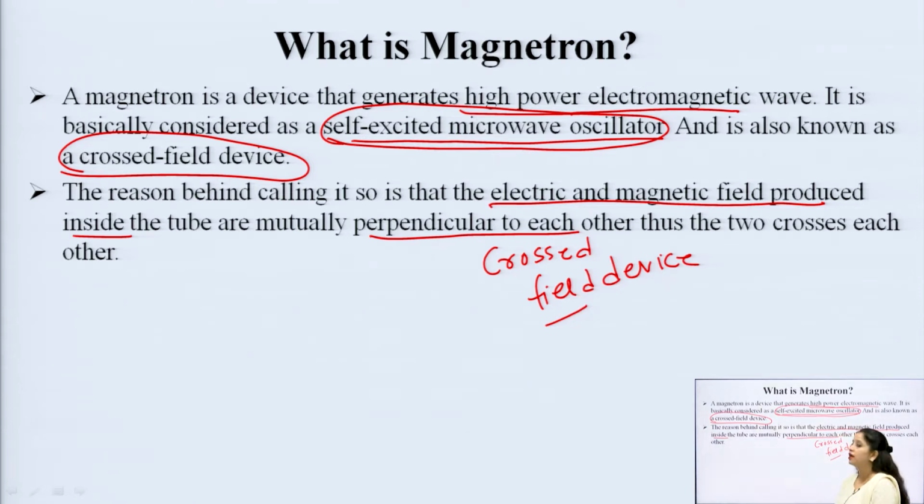The first one is it is a self excited microwave oscillator, and the second one is a cross field device in which the electric field and magnetic field which are produced inside a magnetron, that is the tube, are perpendicular to each other and they cross each other. That is why it is also called the cross field device.